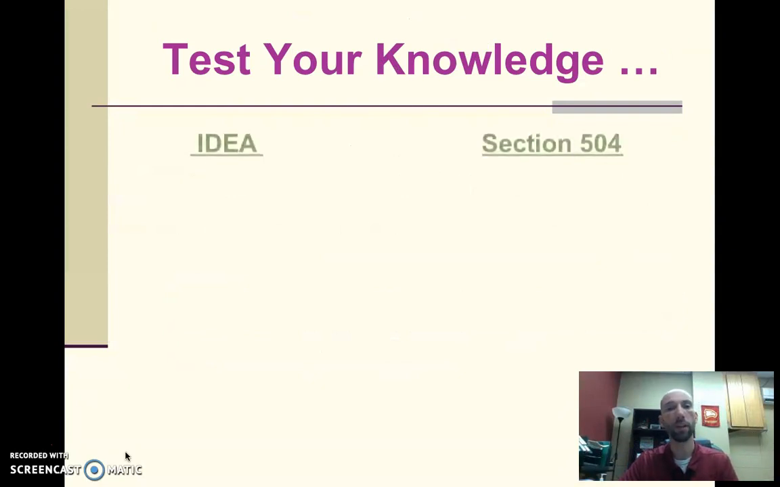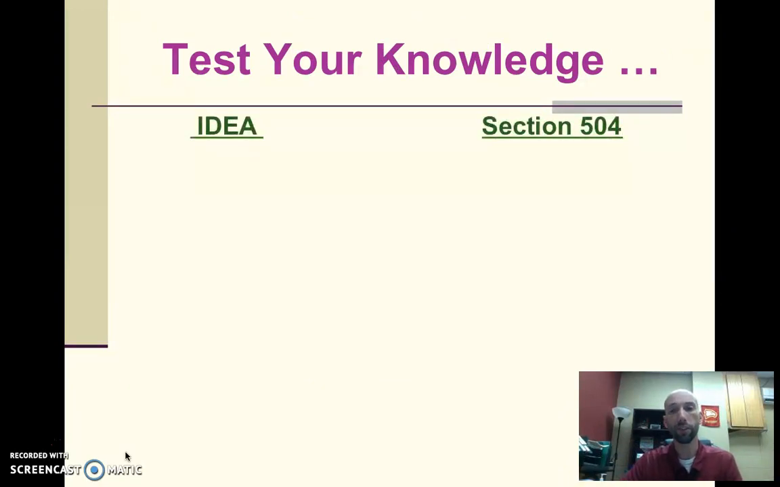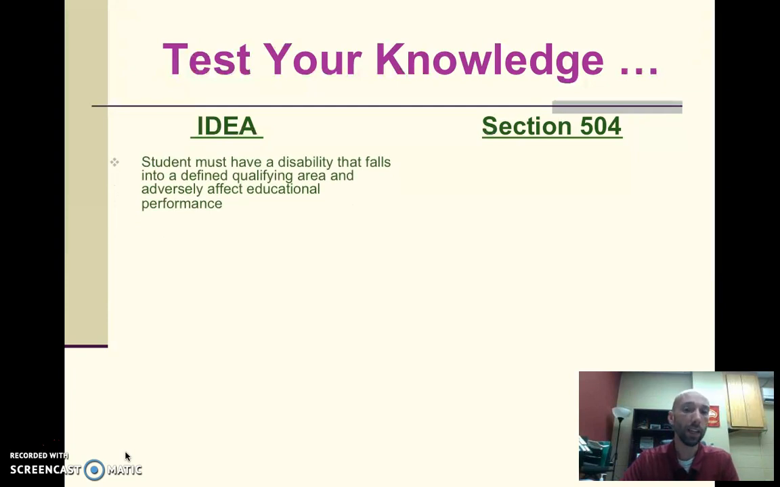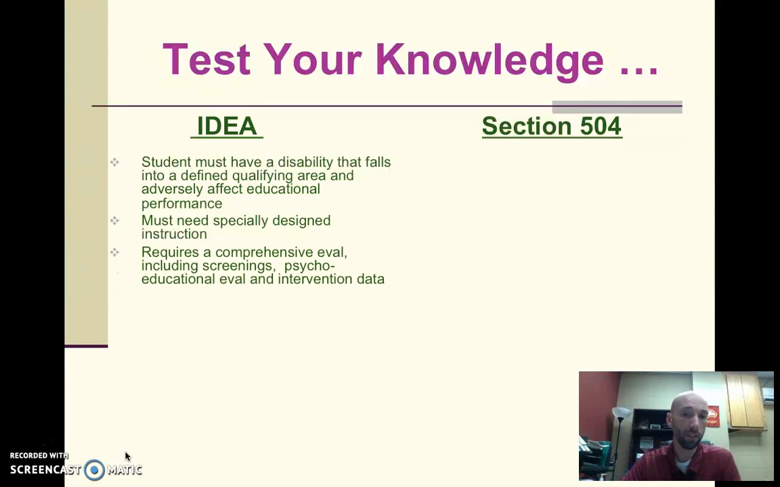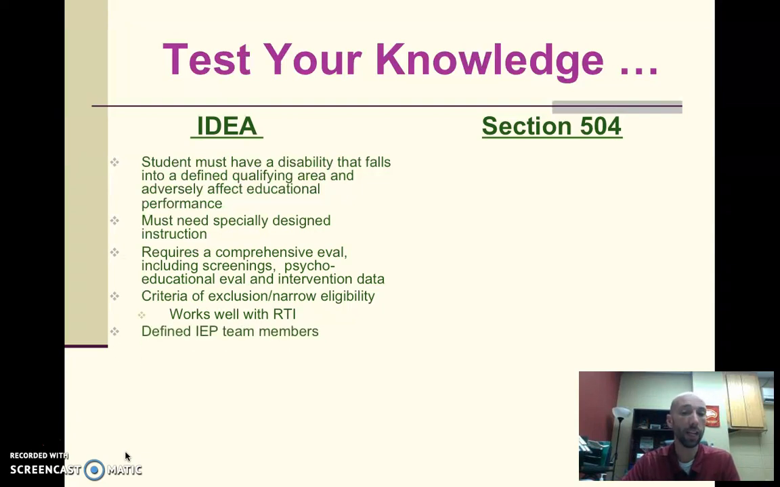So let's test your knowledge a little bit. Let's compare IDEA versus Section 504. In IDEA, students must have a disability that falls into a defined qualifying area and adversely affect educational performance. They must need specially designed instruction. It requires a comprehensive eval, including screening, psycho-educational eval, and intervention data. Criteria of exclusion, and we have to narrow eligibility. It works well with RTI.